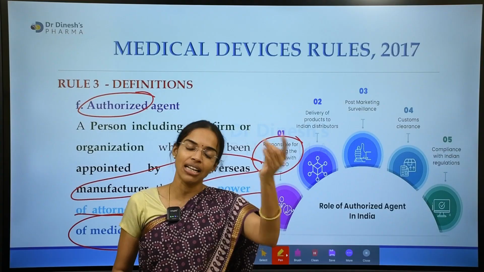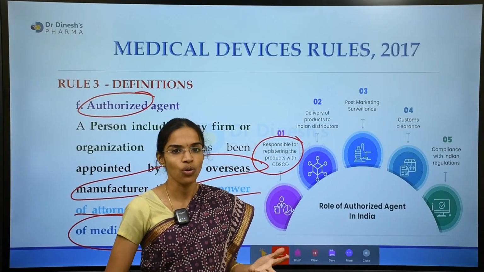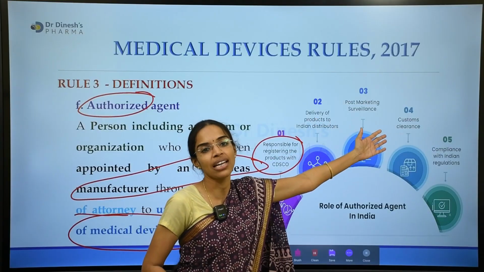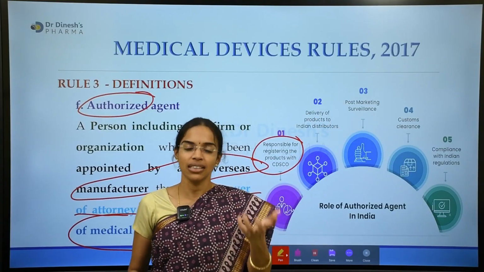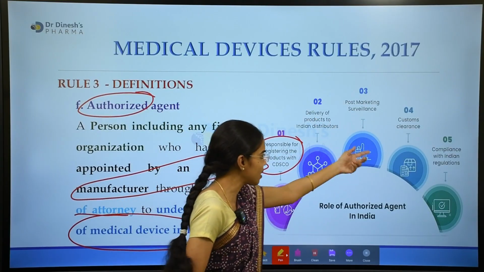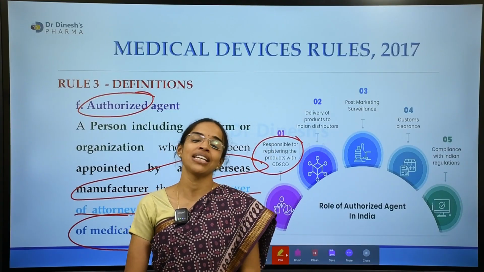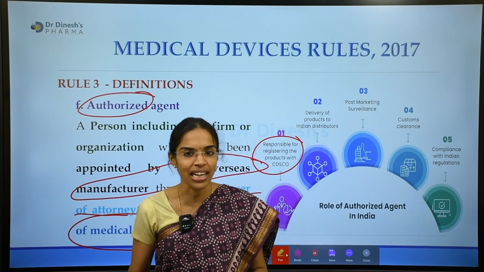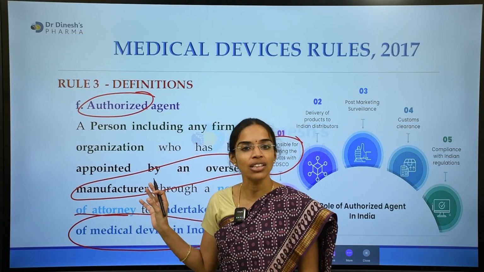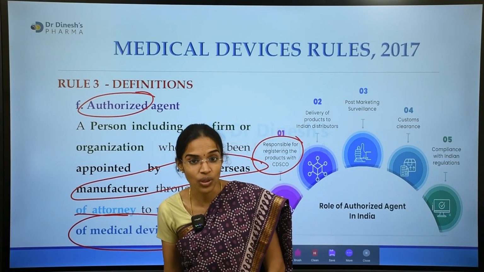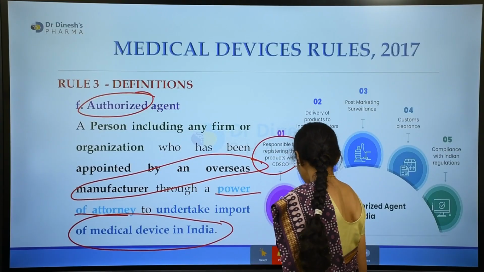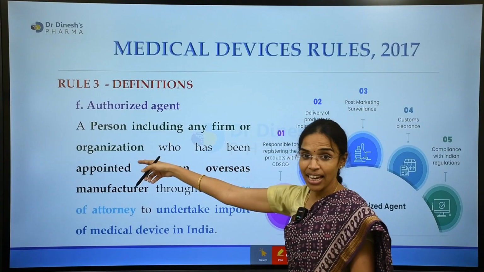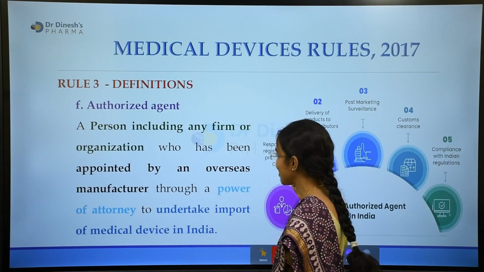and they take care of the delivery of the products to the distributors. Okay, they take care of the delivery of the product to the Indian distributors, and they go with the post-marketing surveillance, and they also take care of customs clearance and the compliance with all the Indian regulations. The person who takes care of all such activities is known as an authorized agent. So this is about 3F. So 3F covers the authorized agent.